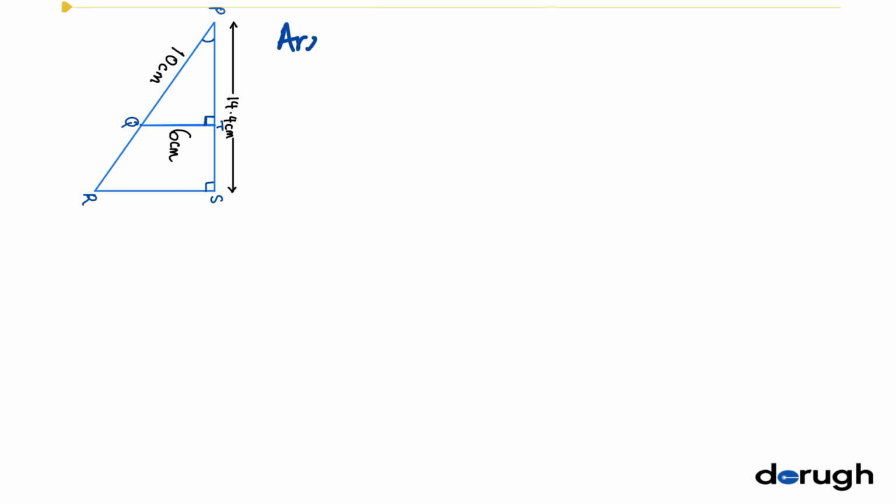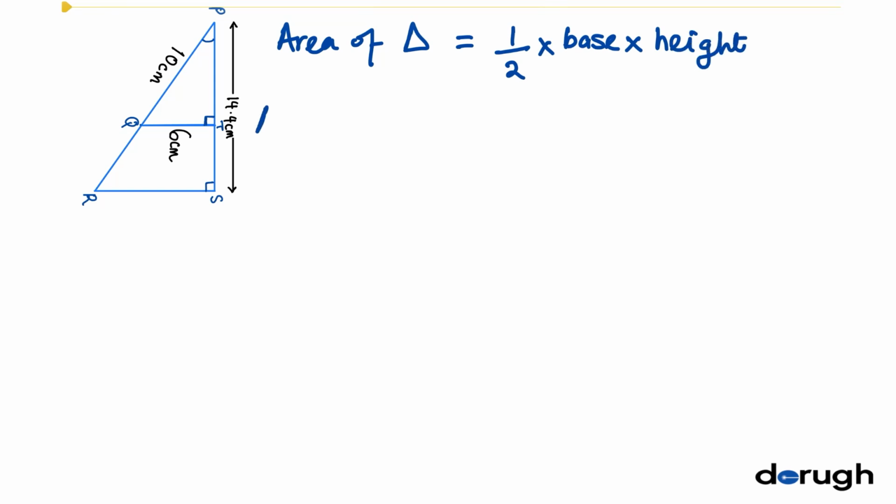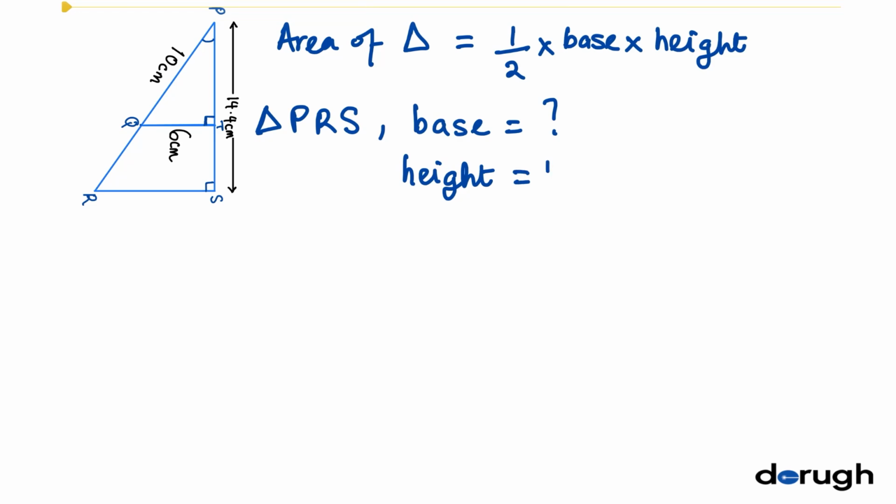Remember that area of triangle equals half times the base times the height. So for triangle PRS, which is the bigger triangle, we don't have the base, but thankfully we have the height. The height is 14.4 centimeters.